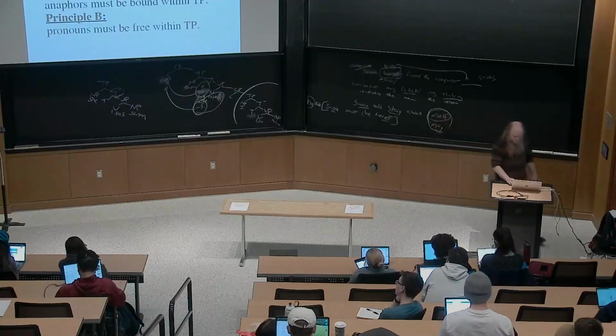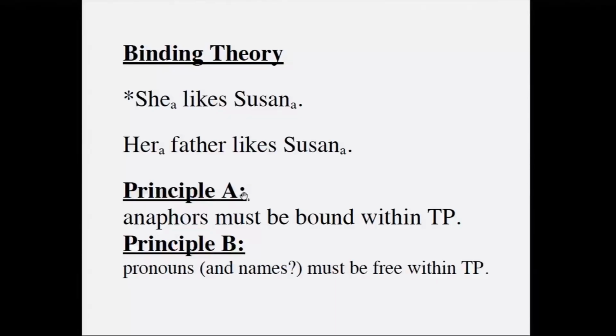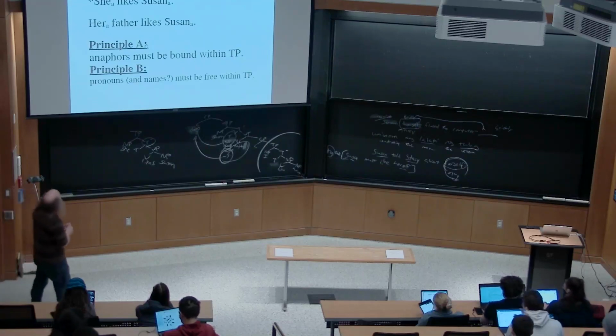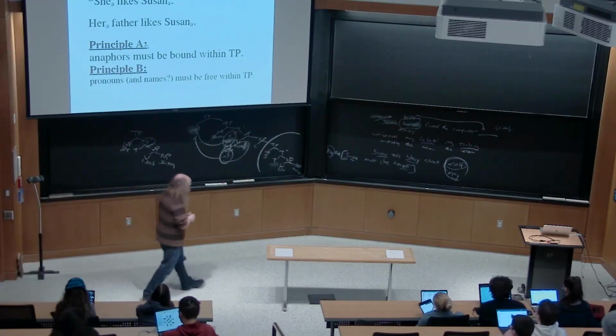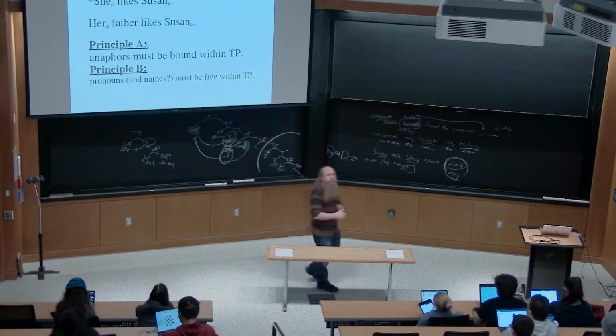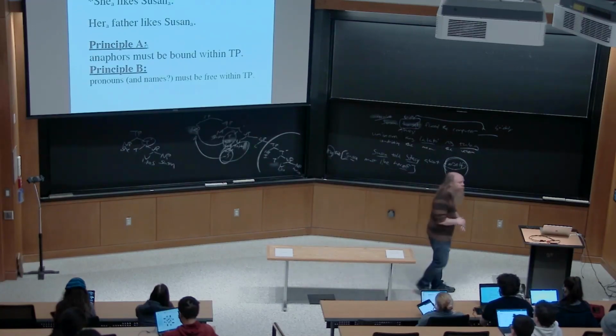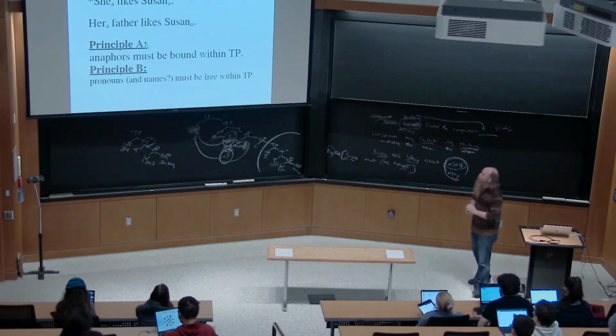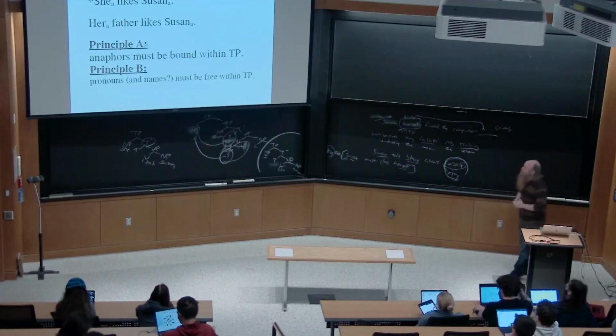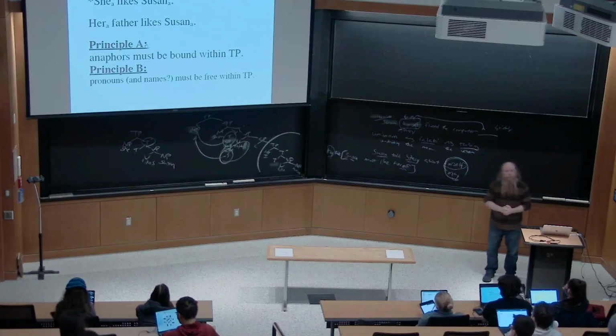There are at least two things we could do. One would be to say, principle B, we were wrong to confine principle B to pronouns. So it's really just a distinction between anaphors and everything else, right? So the problem with she likes Susan isn't she, it's Susan. So Susan also needs to be free within TP. And then the story would be her father likes Susan, her is embedded inside her father, and so doesn't c-command Susan. That version of principle B would cover this.